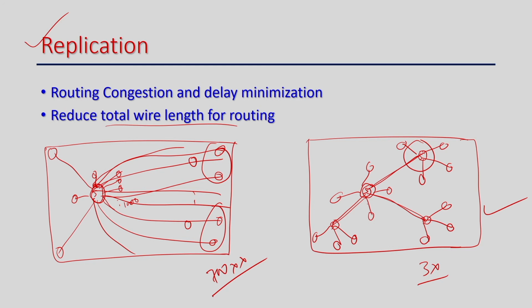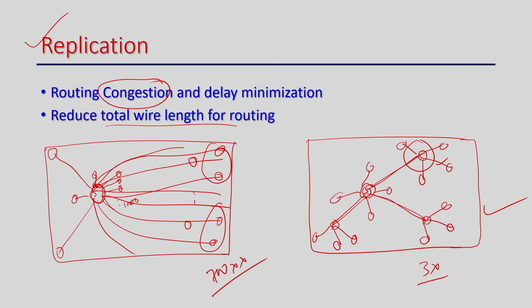My delay will be less, since this path is coming here. After that, this delay will be lesser than with the longer wire length. And the third is, since the number of long wires is less, routing congestion will also get minimized. Okay. So, that is the idea of replication. It is a very simple, but very powerful optimization, with so many advantages.